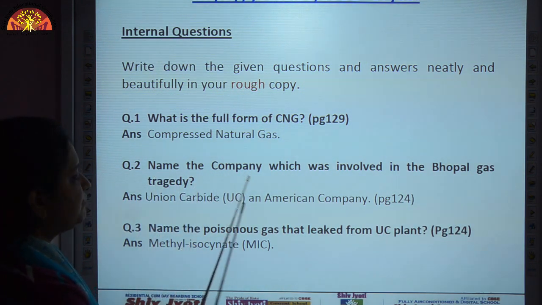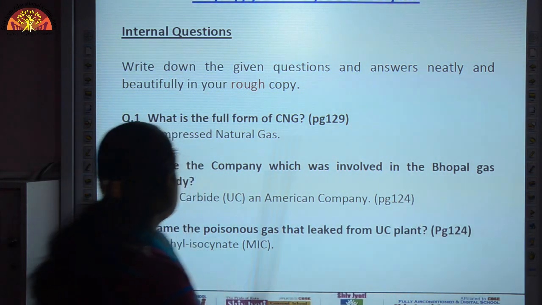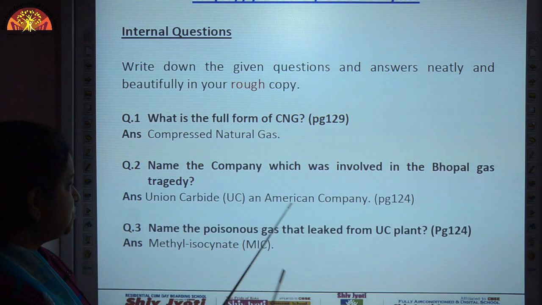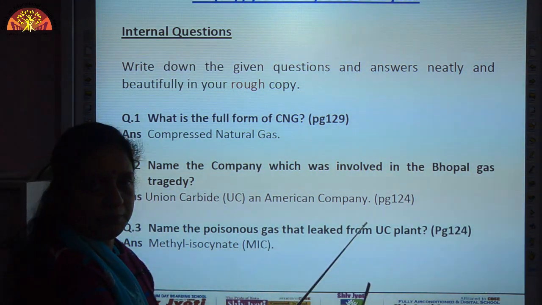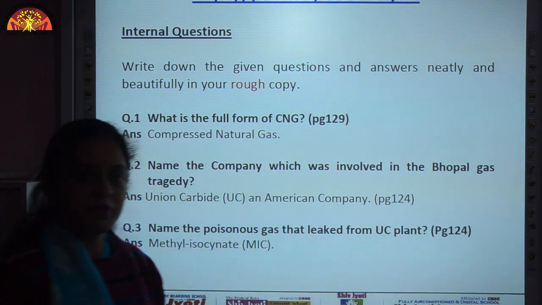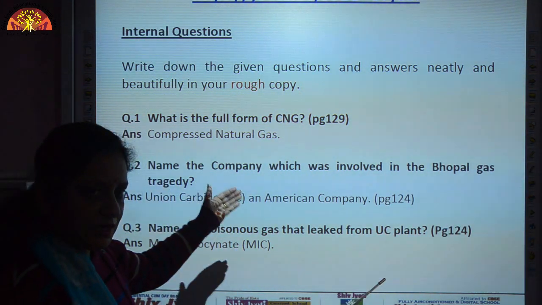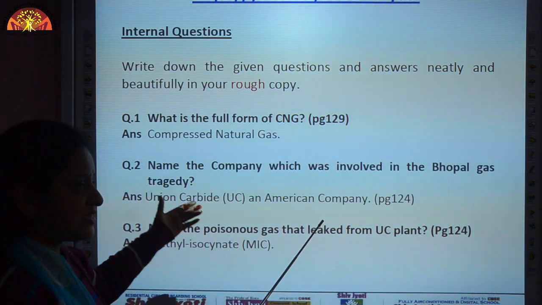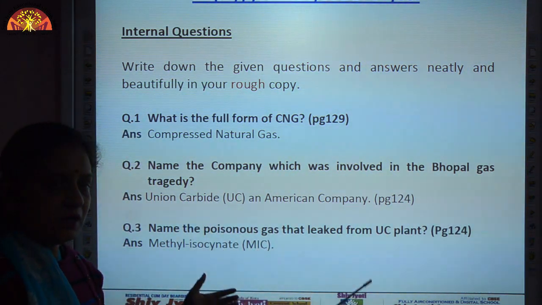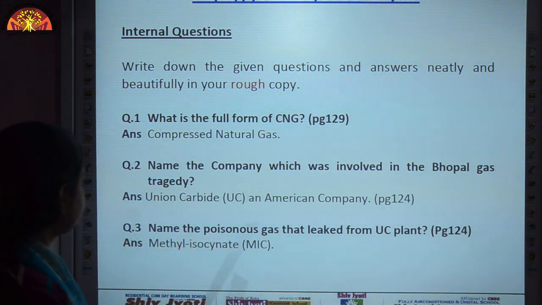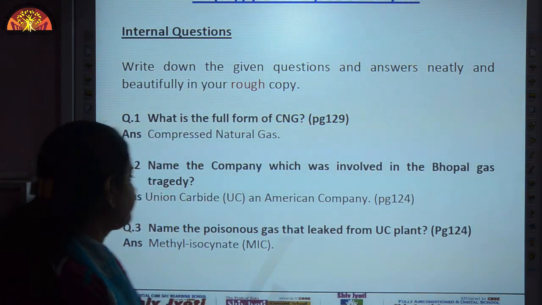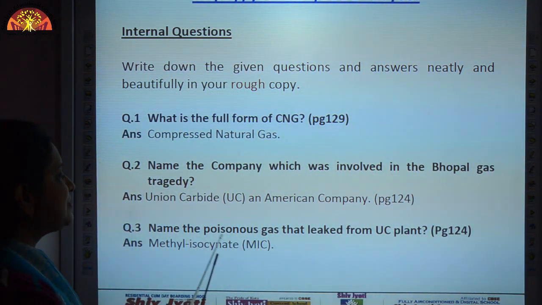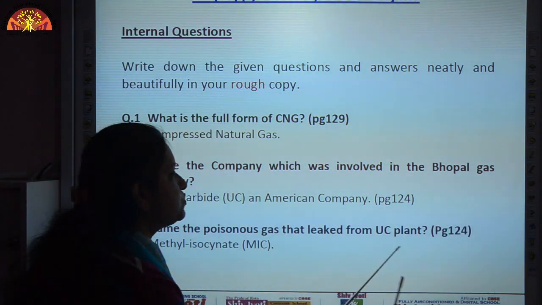Okay beta, now number 2. Name the company which was involved in the Bhopal gas tragedy. I told you the company name: Union Carbide, UC, an American company. The answer is given on page number 124. The name of the company which came here to set up a factory in India, Bhopal. Okay, in the state of Madhya Pradesh, Bhopal, they set up their factory. Number 3. Name the poisonous gas that leaked from the UC plant.